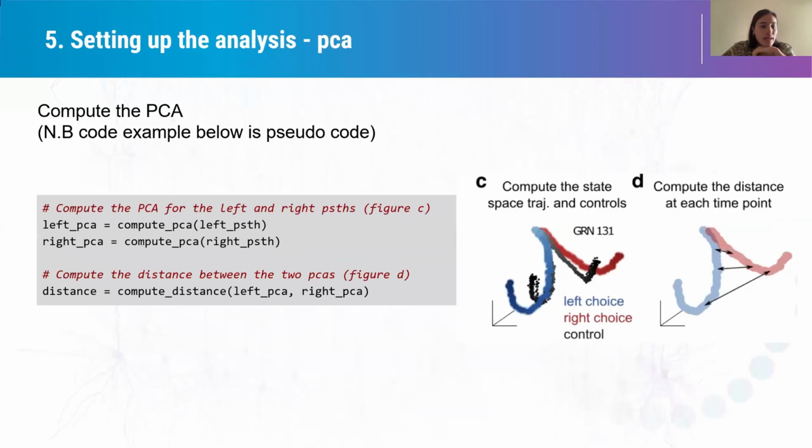Yeah, and then we can go ahead and compute the PCA. We can compute this on the left PSTHs and also the right PSTHs, get our trajectories, and then we can pass this into a function called compute distance, where we will see how the distance varies across the trajectories.